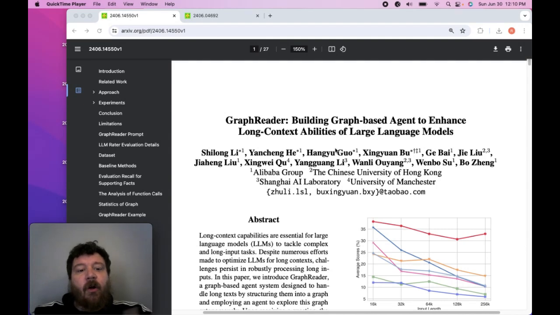This is the first research paper along these lines that I've seen in a while that has caught my eye. It's called GraphReader, Building Graph-Based Agent to Enhance Long Context Abilities of Large Language Models, which is a very long title. It's put out by Chinese research organizations, but I want to point out a few things here. It's put out by Alibaba Group, the Chinese University of Hong Kong, Shanghai AI Laboratory, and University of Manchester.